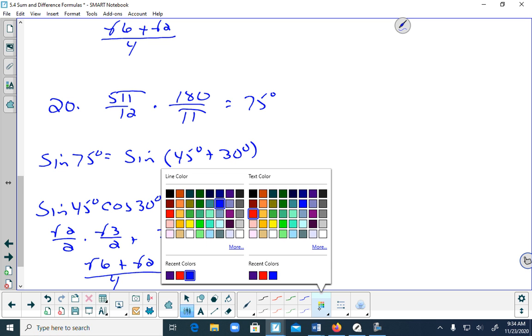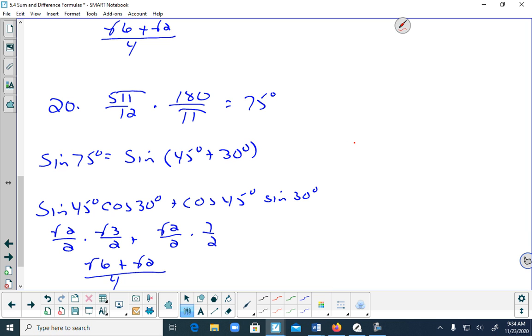For the cosine, I am going to do cosine of 75 degrees will be the cosine of 45 plus 30. And I don't have to go back and change these to radians because this is just a point in my work, just me helping me do the problem. This is my final answer, and it doesn't matter how I got there, whether I was in radians or degrees. I thought I'd just tell you that.